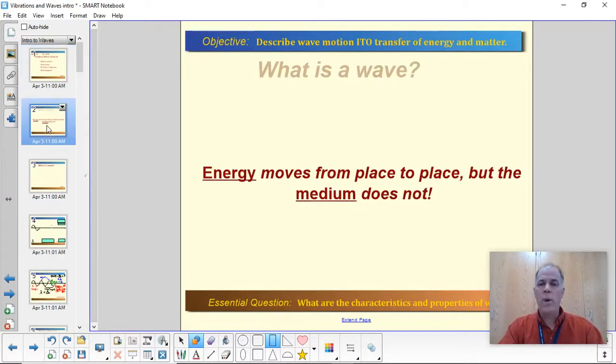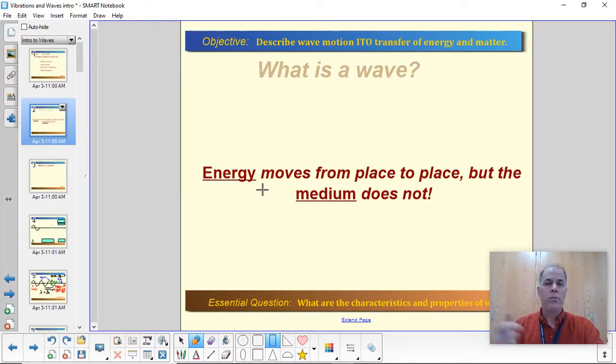So first off, what is a wave? Up to this point, we have been dealing with moving objects. So you throw a ball up in the air and it hits something and it transfers energy to it. That's mechanics. Now we're moving on to a different type of physics, which is about waves. And with waves, the energy itself moves from place to place.